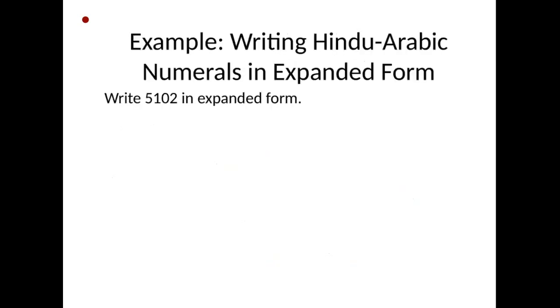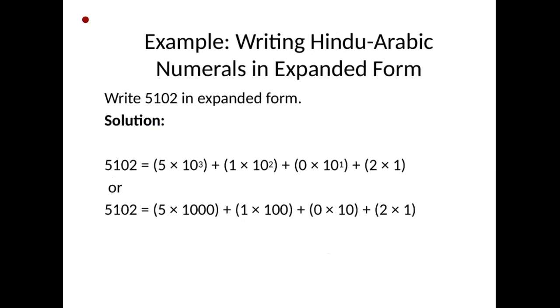We got 5,102. So we're going to have 0th index, first, second, third. So we're going to use up to 10 to the third power in order to write this out in expanded form. Let's go ahead and do that. So we got 5 associated with 10 to the third. Remember that was in the third index place.